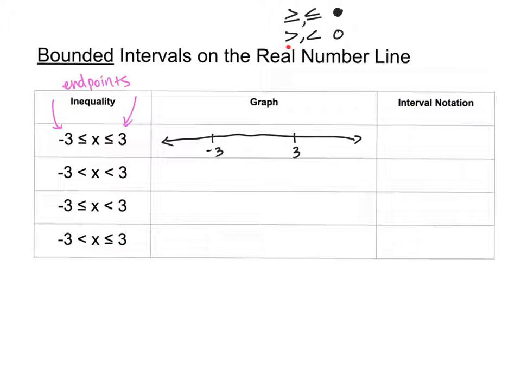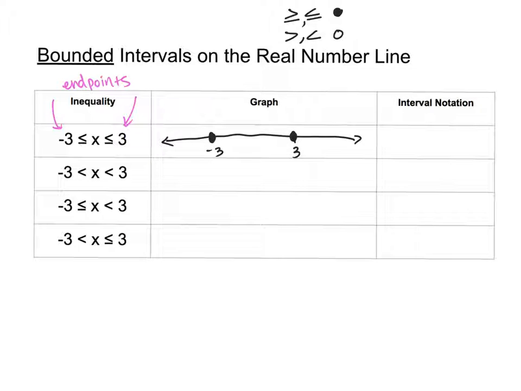But when there's not an equal sign, it means that, well, it doesn't equal that value, but it can darn well get close to that value. So that's why we use an open circle. So for this case, notice how they're both inequalities with a line underneath. So we need a closed circle for both of those numbers, -3 and +3.